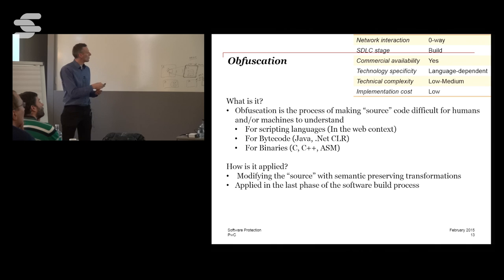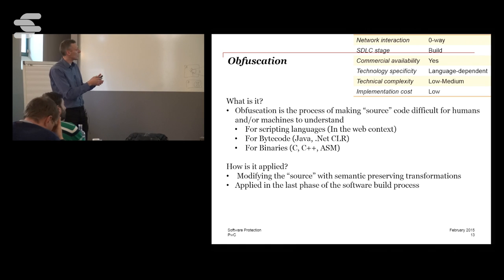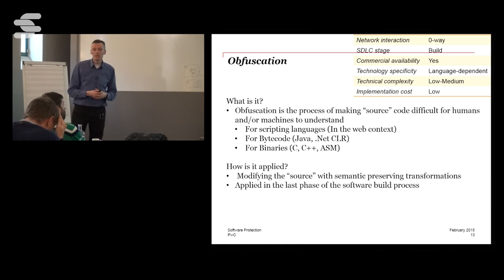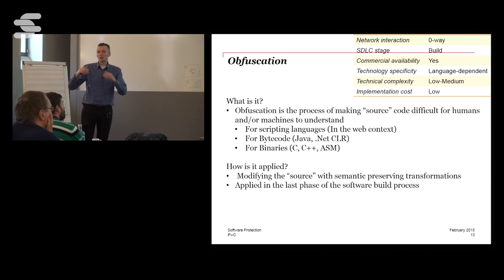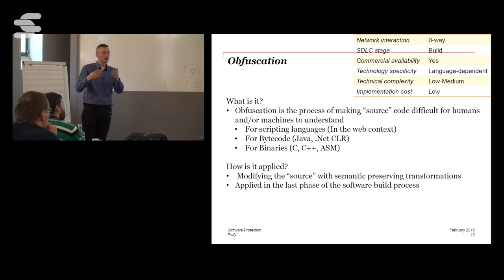So you can do obfuscation on different types of languages. You can do it on scripting languages, like the JavaScript example that I gave you. You can do it on languages that have intermediate bytecode representations, so that are not binary languages, like Java or .NET or these types of languages. And you can also do it on binaries. There are tools available that do obfuscation on binaries for that matter.